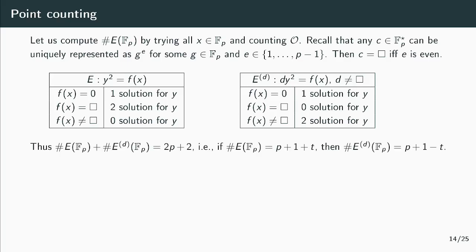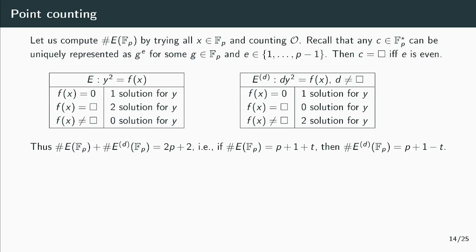We have just shown that for any elliptic curve E, the number of points on E over Fp plus the number of points on the quadratic twist of E is always 2p plus 2. We can formulate this differently by saying that if E has p plus 1 plus t points, then the quadratic twist of E has p plus 1 minus t points. Notice that t is exactly the error term that we talked about in the Hasse-Weil theorem.